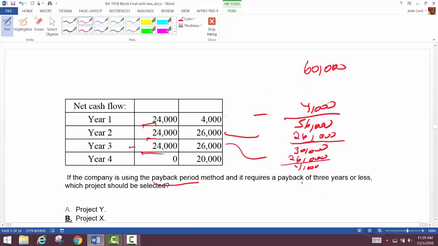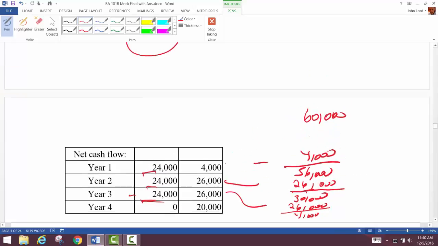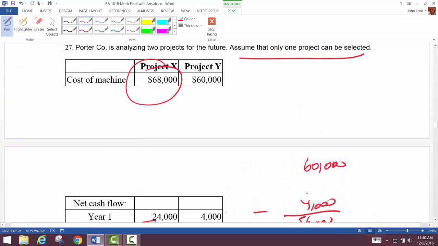60,000 minus 4,000. Year 1, nope. I've only covered 4,000, still got 56,000 to go, right? Year 2, I'll get 26,000. Nope. Still got 30,000 to go before I recover my costs, right? Year 3, I subtract 26,000. Nope. Still got 4,000 to go. Meanwhile, towards the end of year 2, Project, I keep forgetting which is which, Project X had already recovered its money, right?